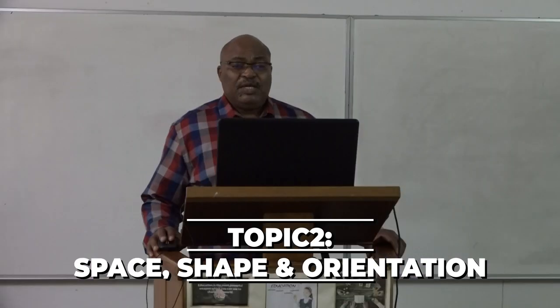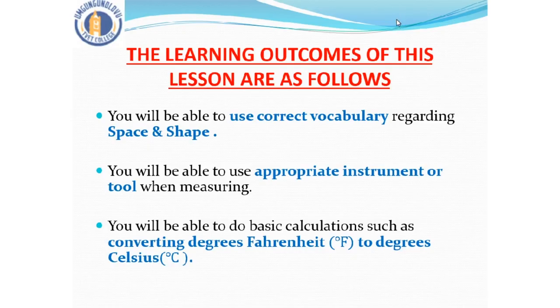I'm going to present a Maths Lit lesson on topic 2, space, shape, and orientation. The learning outcomes of this lesson are as follows. You will be able to use correct vocabulary regarding space and shape. You will also be able to use appropriate instrument or tool when measuring.